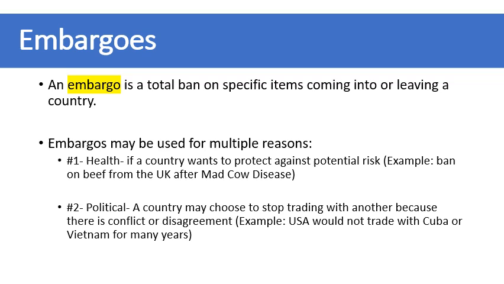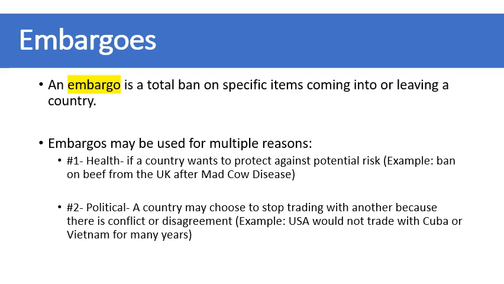Another reason might be political. If there's a country that one country doesn't agree with for many different types of reasons, it could be political reasons, it could be economic reasons. But if there is a disagreement, they may choose to just stop trading with one another altogether and put an embargo on items coming in or out of a particular country.